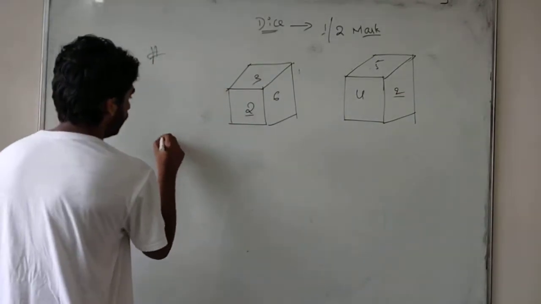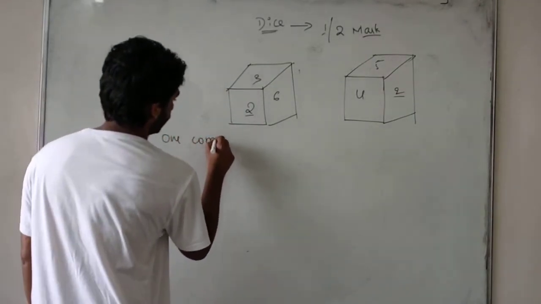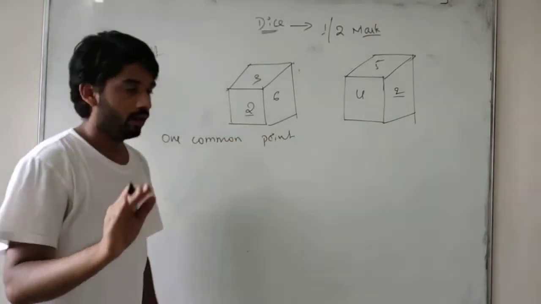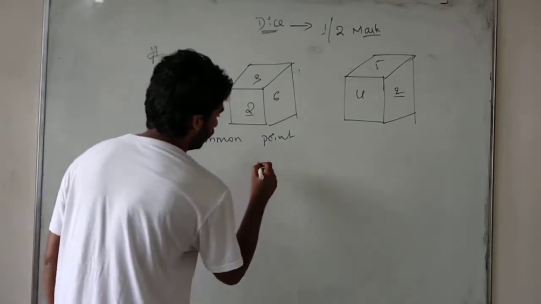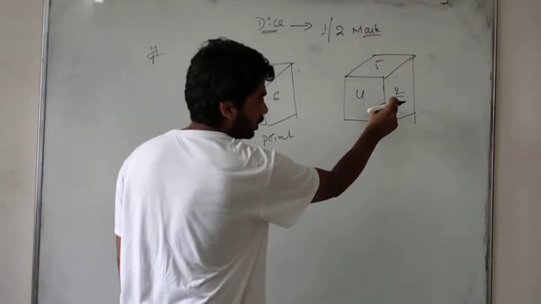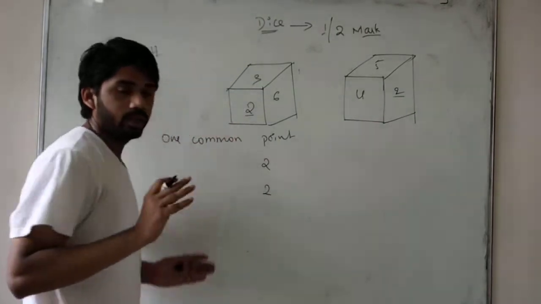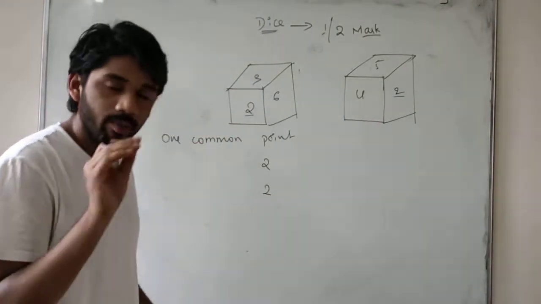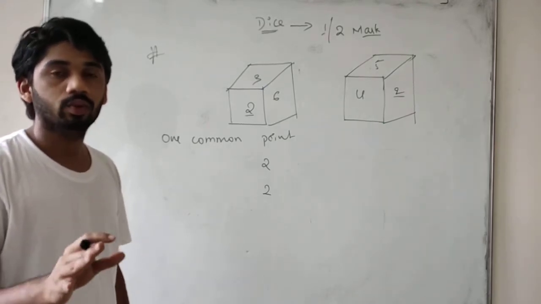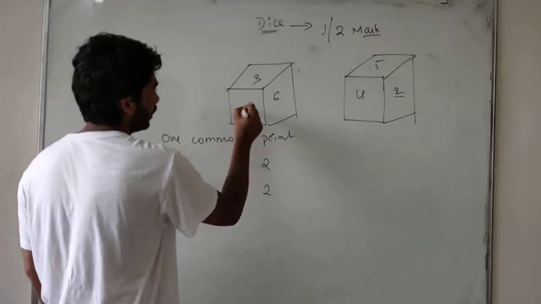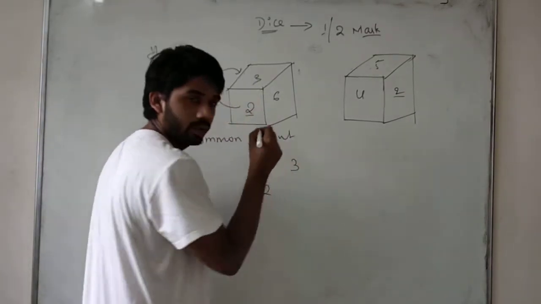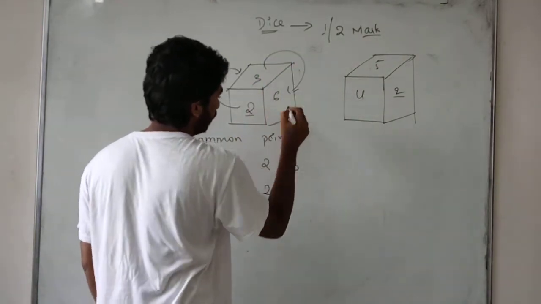So first we must know 1 common point is there. First we have to write the common point here. 2. In this one 2. I'll write this one down as 2. So students, second thing what you must take is the clockwise direction. You must take it in the clockwise direction, so that the problem will be solved. Clockwise direction means 2, clockwise next number will be 3. Next number will be 6.